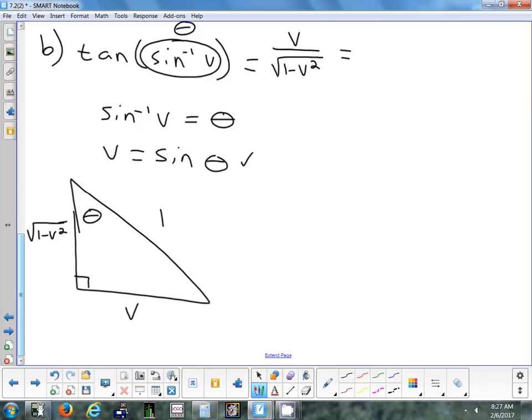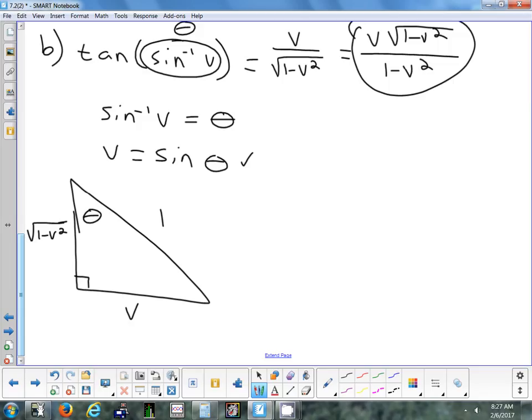You multiply the top and the bottom by the root. So it's going to be v times the square root of 1 minus v squared, divided by 1 minus v squared. What's under the root and what's in the denominator are always the same when you do this. So this is how you'd probably see the answer written: v times the square root of 1 minus v squared over 1 minus v squared.